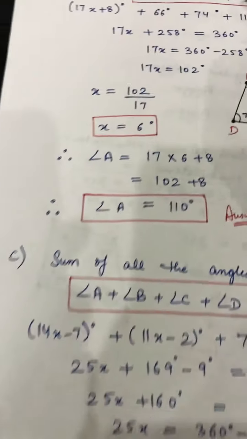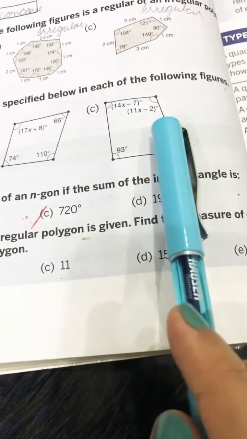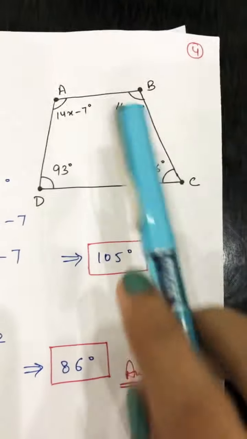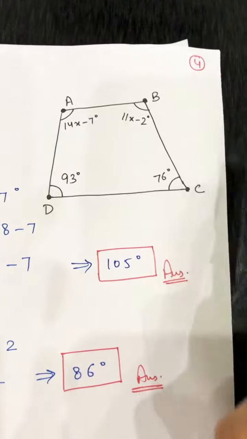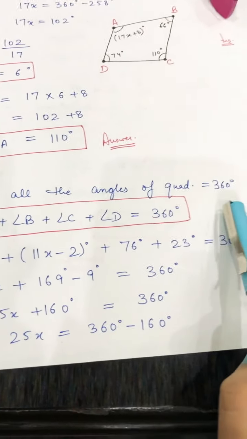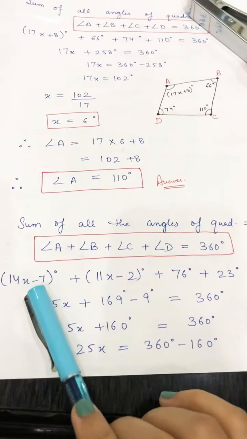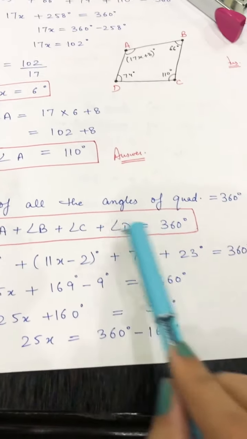Similarly, there is a C part. Again a shape is given. Here two angles are given in the form of x and these two are given in the form of proper degrees. So here I have mentioned it in this way: this is angle A, this is B, this is C, this is D. Now apply the angle sum property. Sum of all the angles of a quadrilateral is equal to 360 degrees. Angle A plus B plus C plus D equal to 360 degrees. Angle A is this, B is this, C is this, D is this.